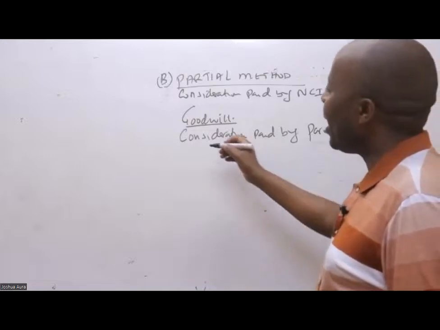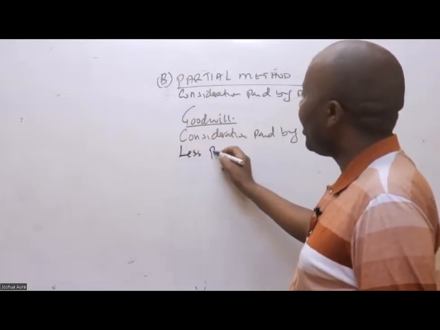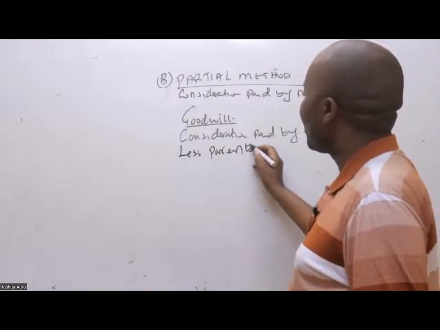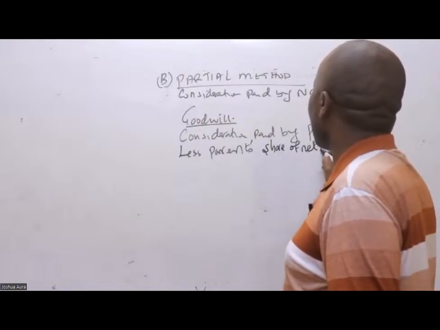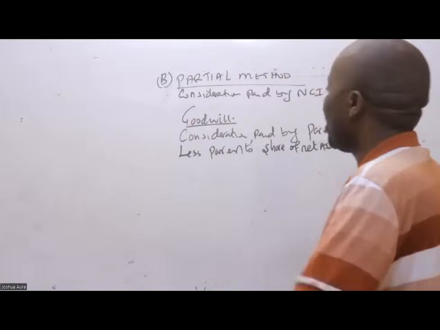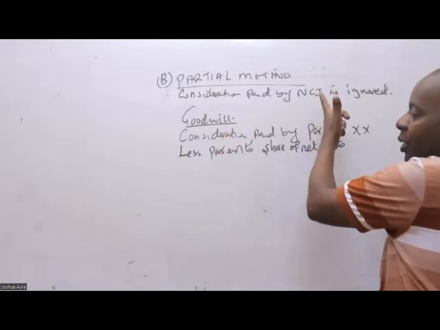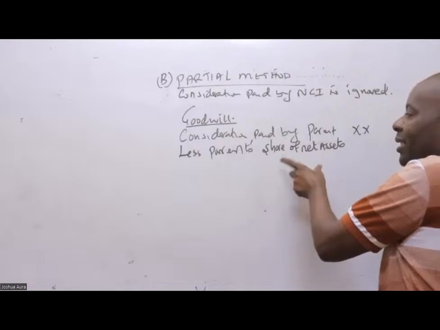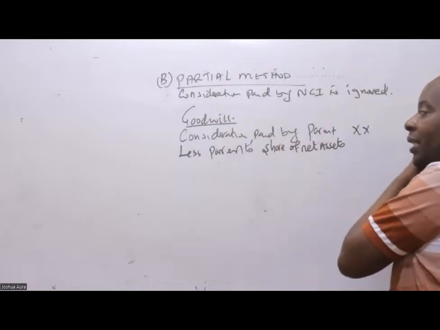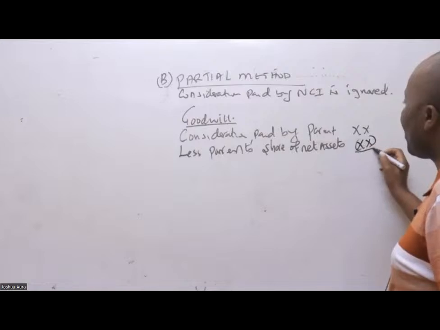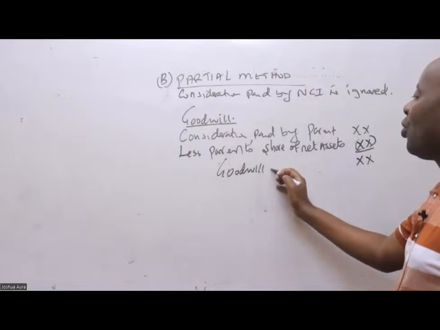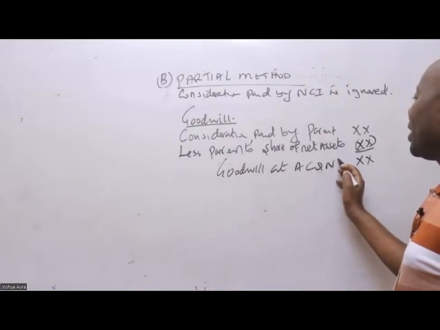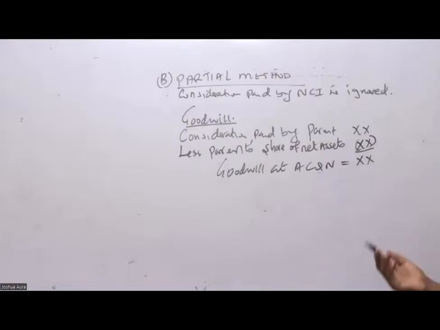So they will come under less the parent's share of net assets. Because you see, it's only the consideration of the parent that we have taken into consideration. So it can't be the total net assets, but the parent's share of net assets, and then we'll be able to get what we call the partial goodwill. This will be the goodwill at acquisition. Will the answers be the same? No, they won't be the same.